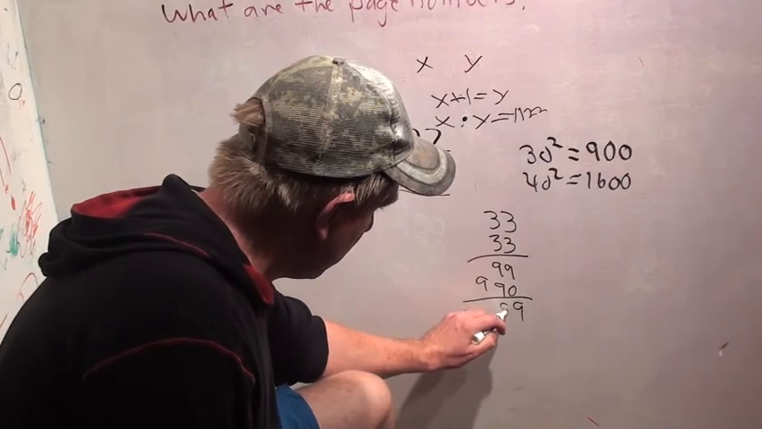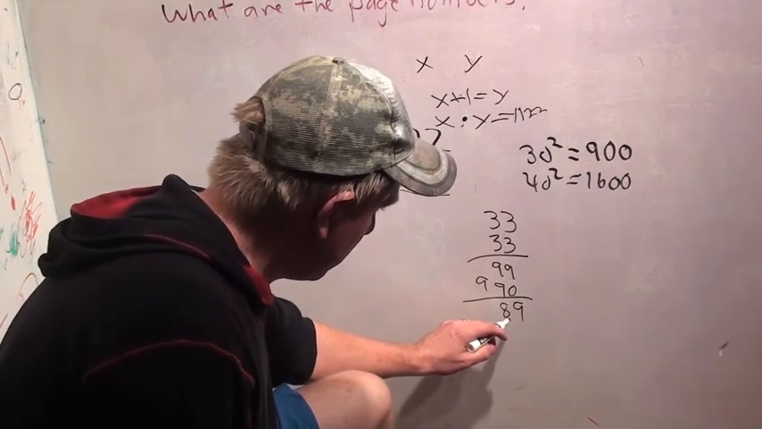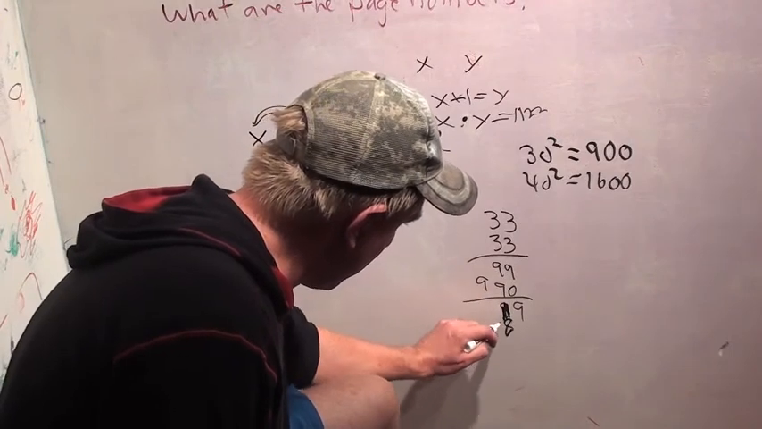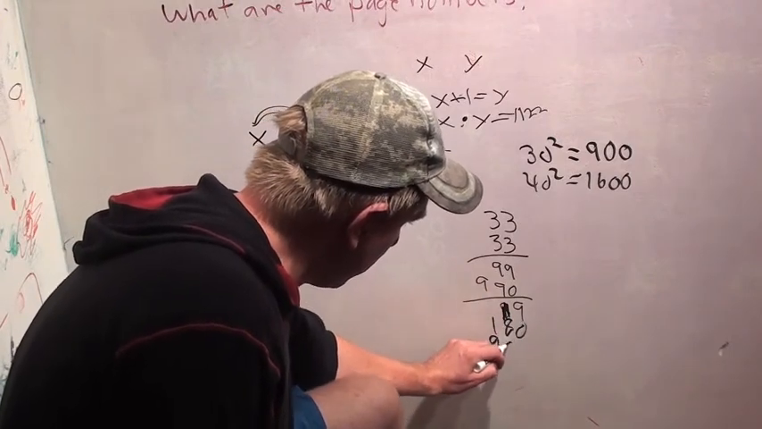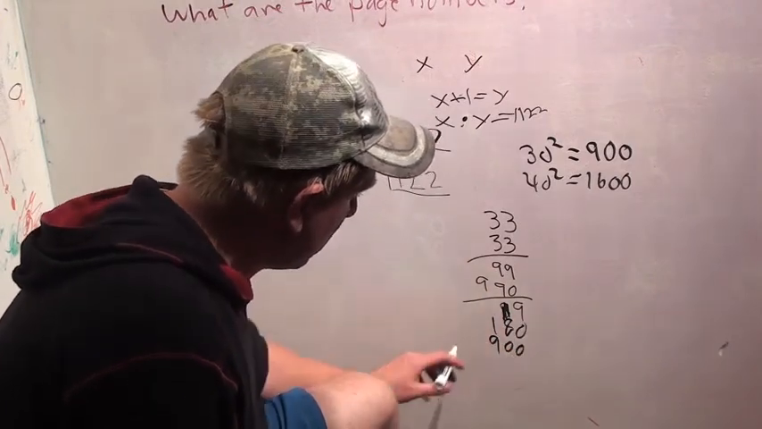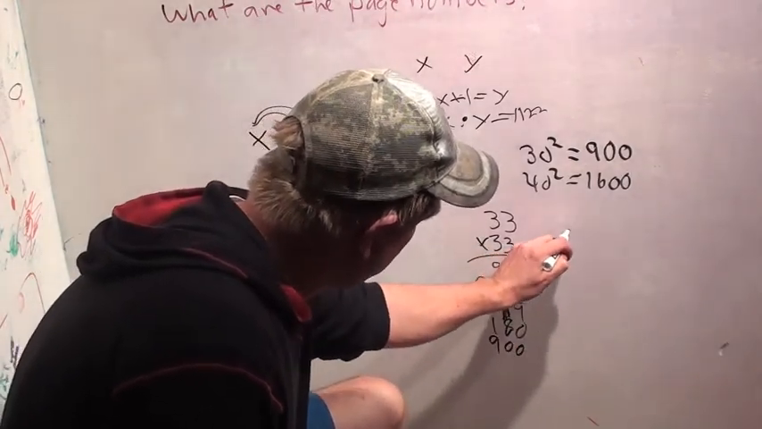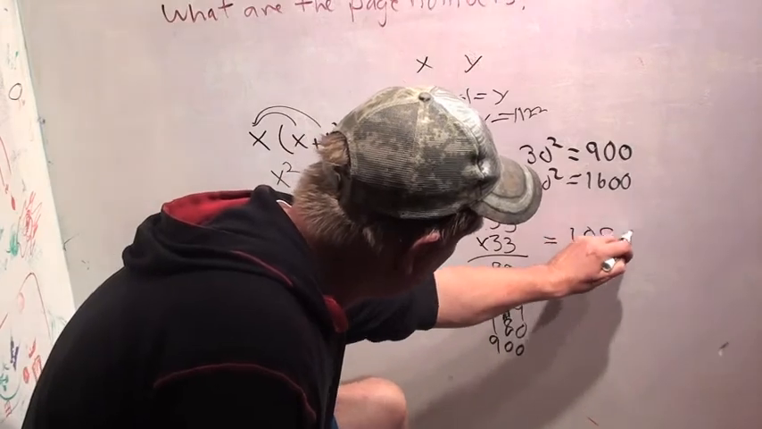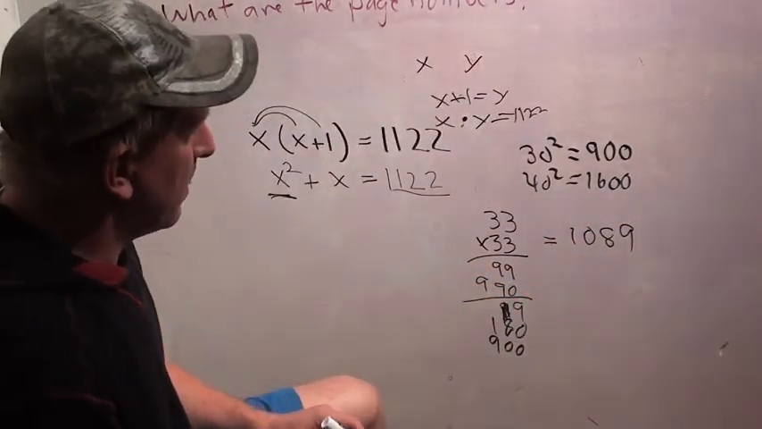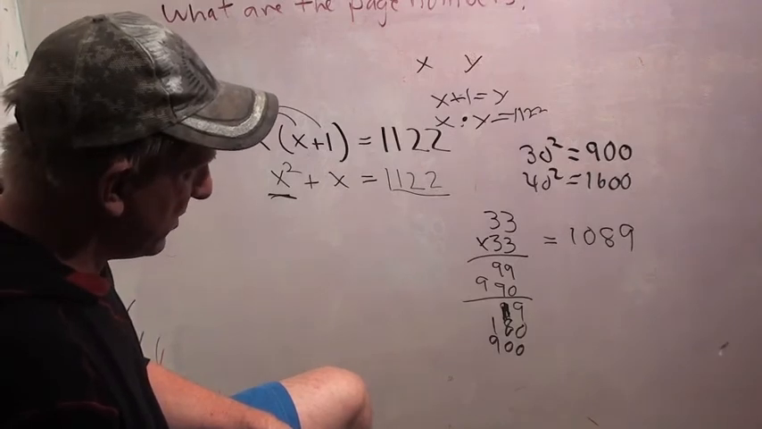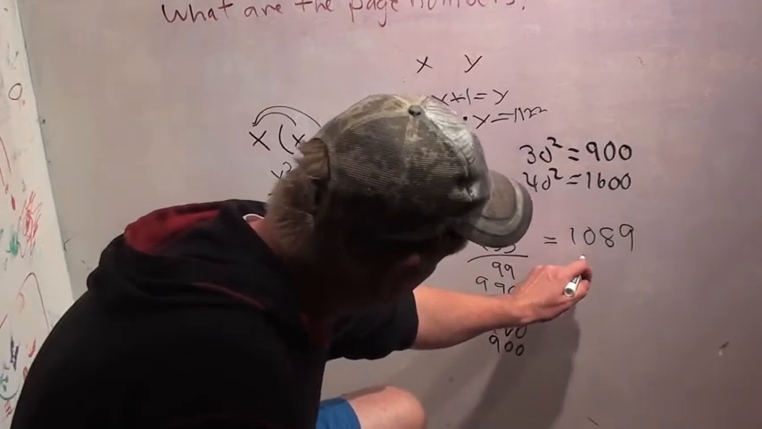Okay, so 33 times 33 is 990 plus 99. Yeah. So this adds up to 1,089. So 33 times 33 is 1,089. Close. Okay? That's the x squared part. Well, what do we have to still do? Plus 33. Okay, plus 33.